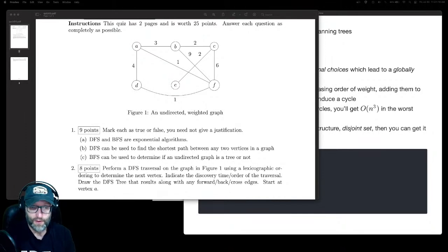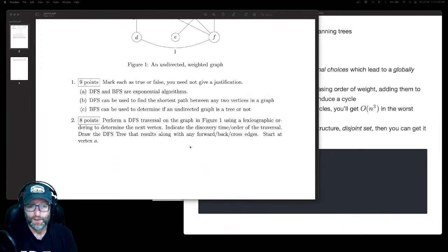BFS can be used to determine if an undirected graph is a tree or not. That's true, because BFS can be used for cycle detection. And with cycle detection, if it has a cycle, then it's not a tree. If it doesn't have a cycle, then it could be a tree. Distinguishing between a tree and a forest is trivial as well if you have to restart a BFS. So this third one is true.